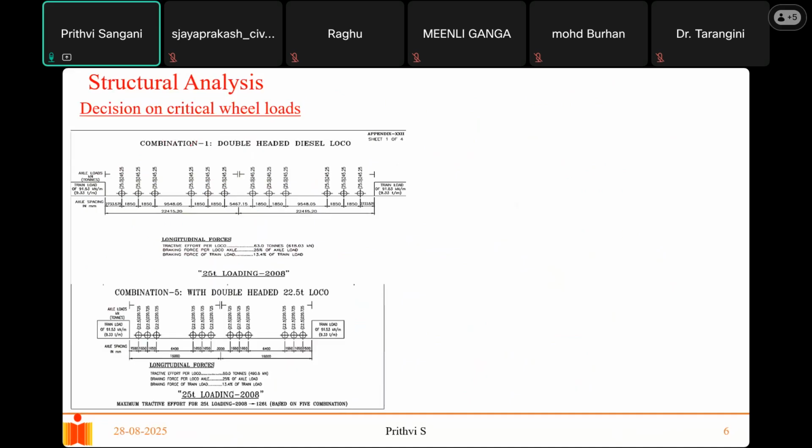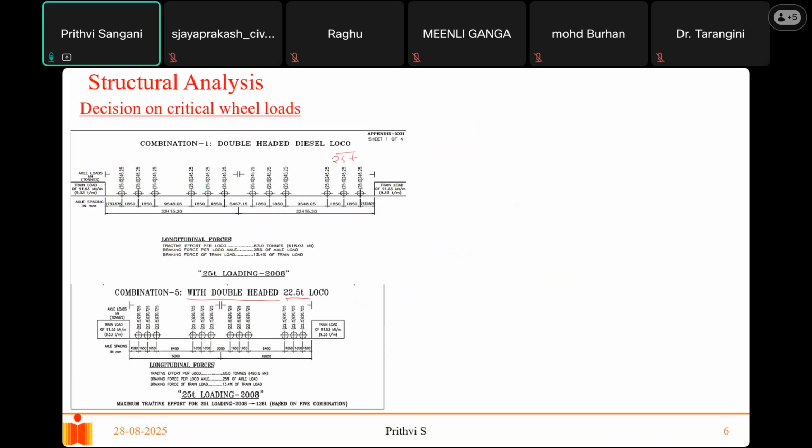They have several locomotive engines. They have a double headed diesel engine. There is one more called double headed. One is with 22.5 ton loading, another one is about 25 ton loading. So we try to see several combinations.